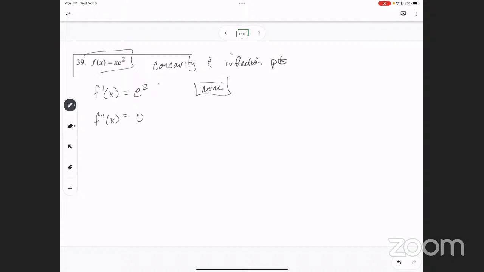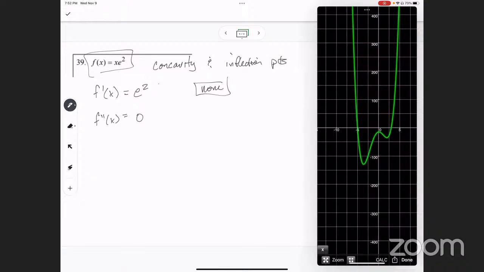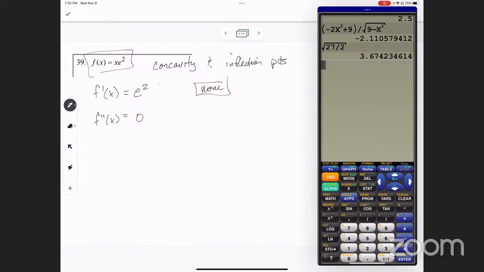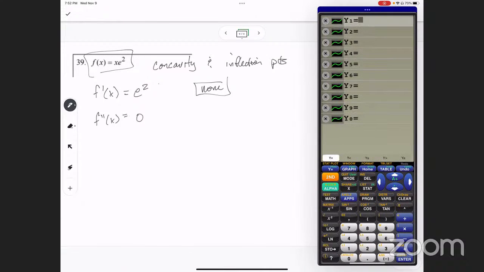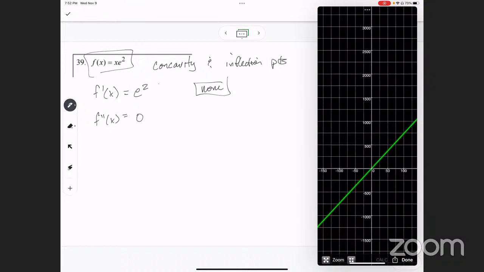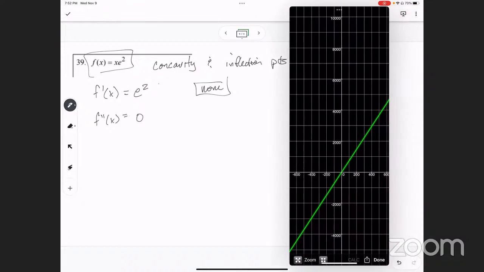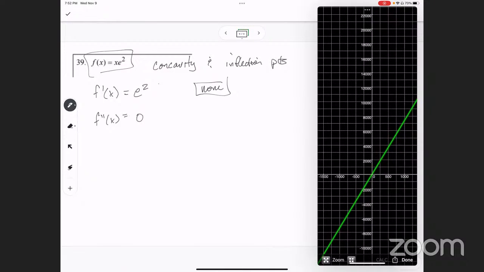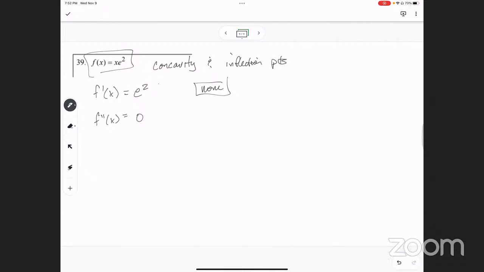Because if you look at the graph of it, let's just take a quick look. The graph of this is just going to be a line. So x times e to the second power. Again, e to the second power is just a number. So if I look at the graph of that, it's just a line. It's like 5x, and there's no concavity in that.